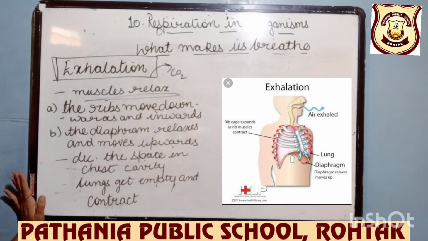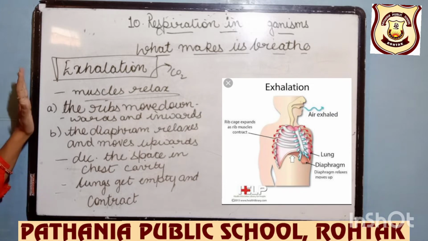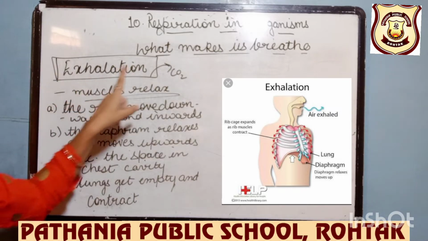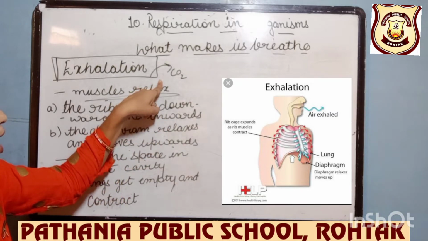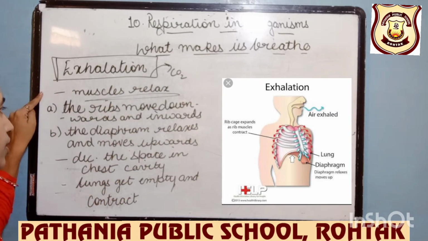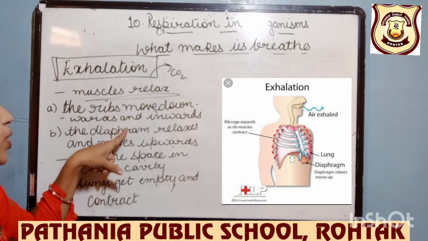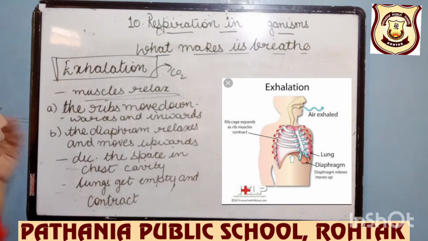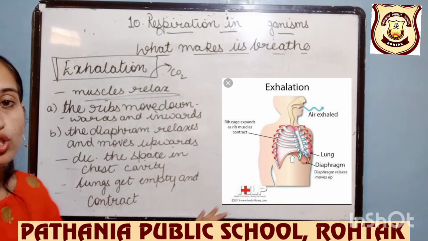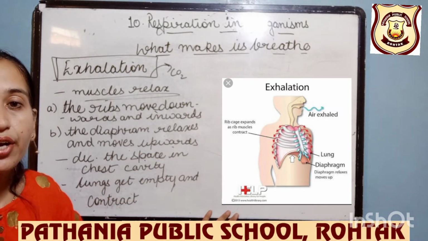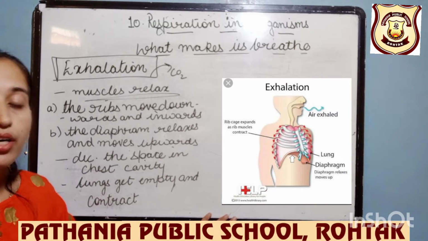This is all we have discussed about exhalation. I'll repeat. Exhalation involves CO2 exhaling out and the muscles relaxed. In this case, the ribs move downwards and inwards and the diaphragm relaxes and moves upwards. That decreases the space in the chest cavity and the lungs get empty and contract. You have to learn this diagram, draw this diagram and try to learn this.